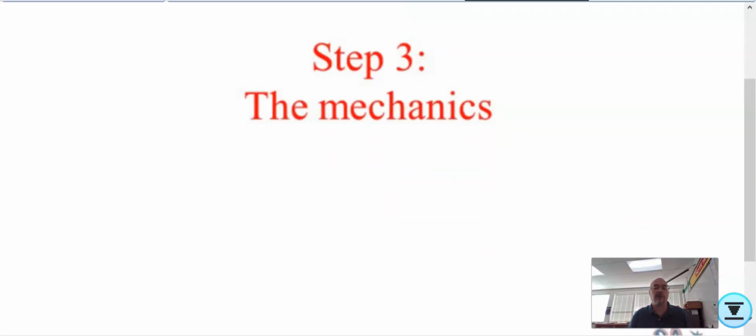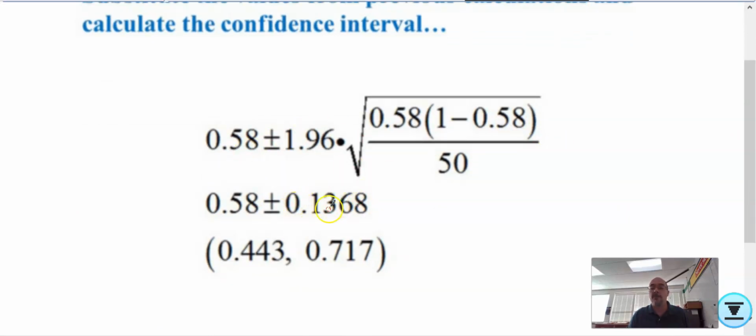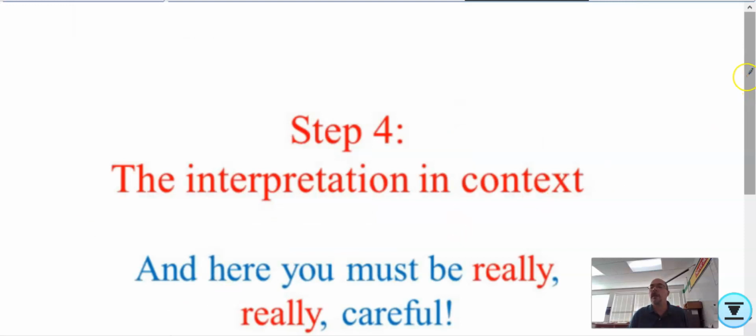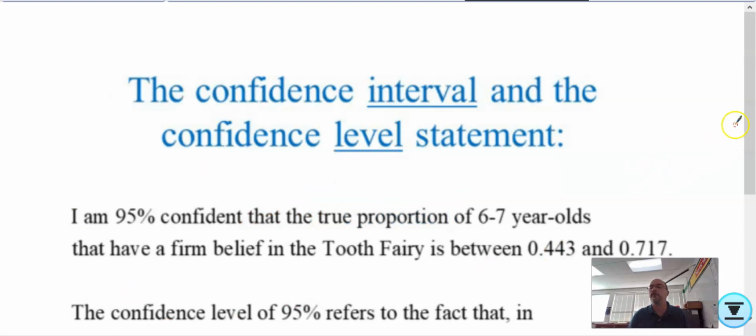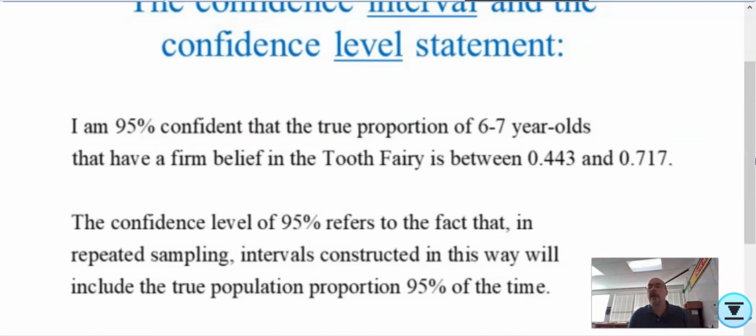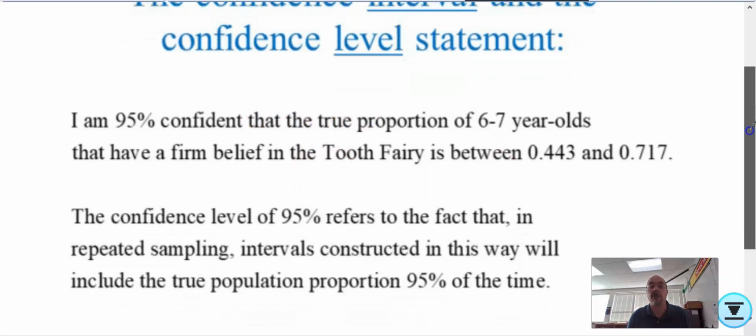The mechanics, folks. This is step 3, where we plug those numbers into our formula and come up with our confidence interval. Remember, the 1.96 times the standard deviation is our margin of error. So we add and subtract it from the 0.58 and we get this confidence interval. And again, step 4, the interpretation and context. Be really, really careful. Remember the difference between the confidence interval and the confidence level. The interval is the first one, the level is the second one. We saw this when we did the means also.